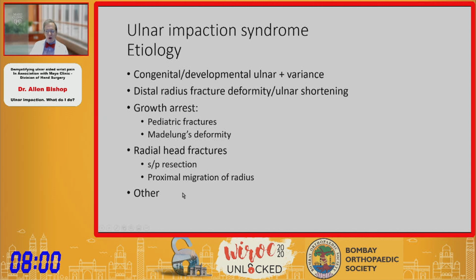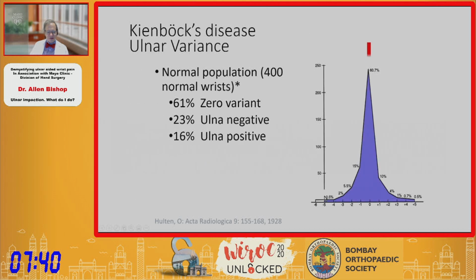And there are a wide variety of causes, from congenital or developmental changes in ulnar length to post-radius fracture shortening and deformity, growth arrests like Madelung's or post-physeal arrest in fractures, and radial head fractures after resection. So there are a whole host of issues. And of course, we know that in the general population, there's a range of ulnar variants, as Hulten described 100 years ago.